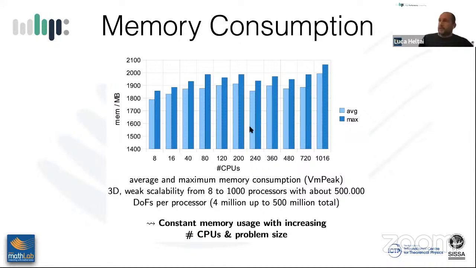So this means that you can actually scale with a very large number of CPUs. And this is actually weak scalability. So it goes from 8 to 1000 processors. And in 2D, whenever you go from 8 to 16, you're doubling the number of CPUs and you're doubling the number of degrees of freedom in order to make sure that every CPU actually works on the same number of degrees of freedom. So constant memory usage, increasing CPUs and problem size. So when you go from here to here, you make sure that you have the same increasing number of CPUs in order to compare apples with apples.